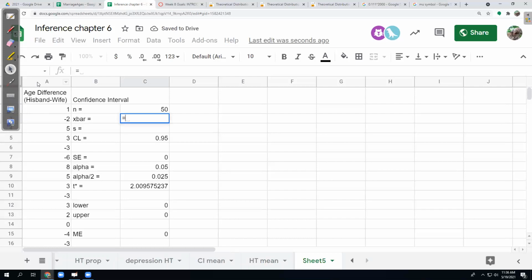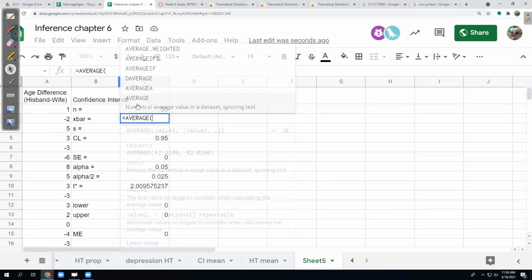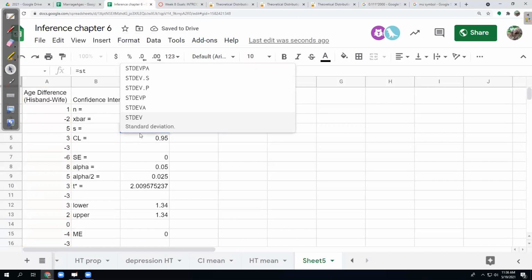X bar, that's mean, average. And then I can just grab that whole column A. And standard deviation of the sample, that would be std.s.